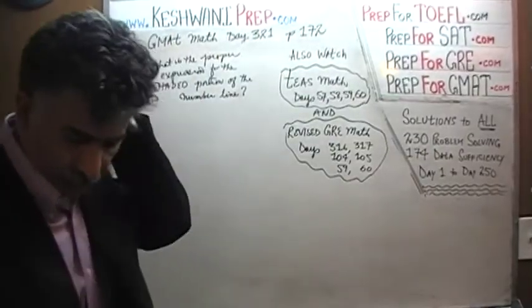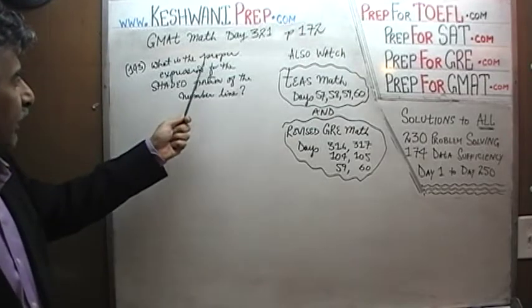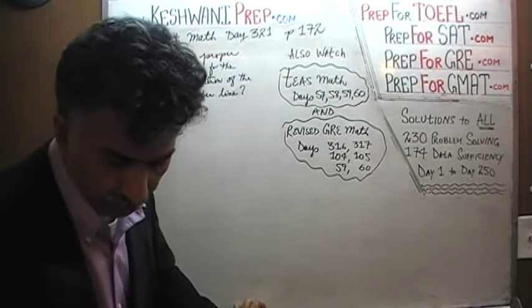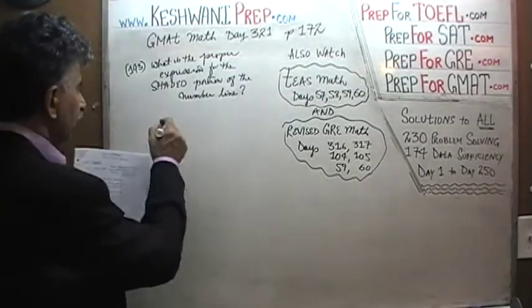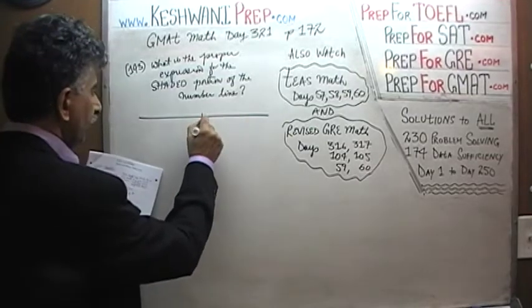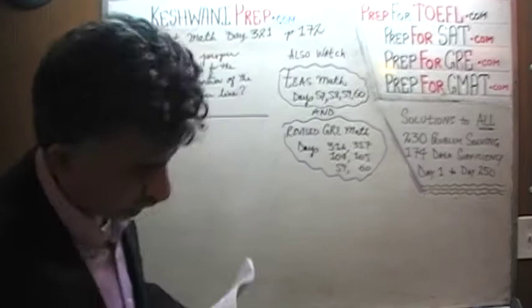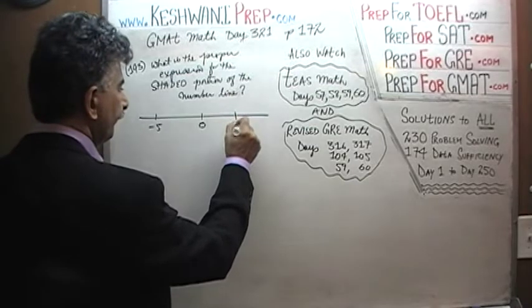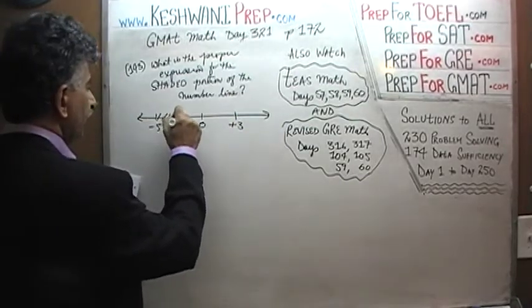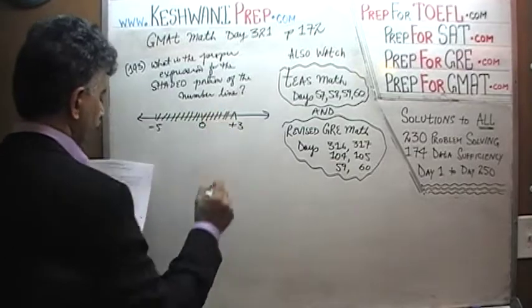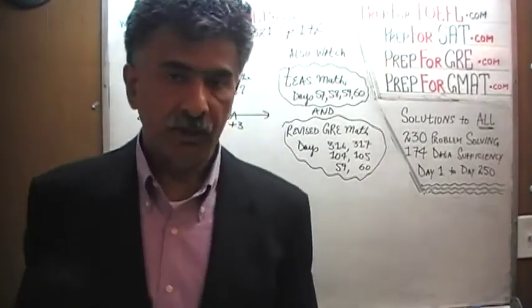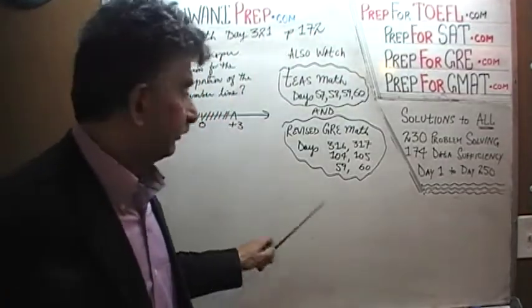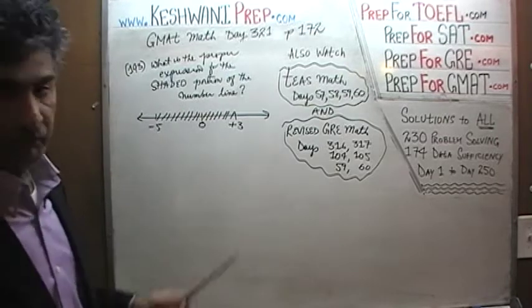It says, which is the proper expression for the shaded portion of the number line? And they show you a number line where part of the number line has been shaded. Here is our number line, here is our 0. And it goes from negative 5 to positive 3. And that's our number line here. And the portion that is shaded is this portion right here. There are a whole bunch of inequalities given to us, and our job is to pick one answer choice, one inequality that corresponds to the shaded portion, which lies between negative 5 and positive 3.